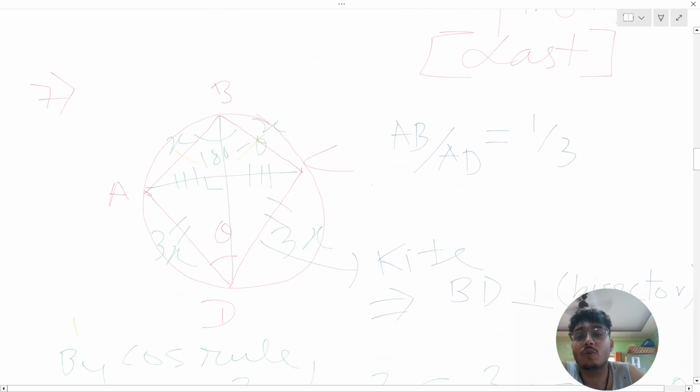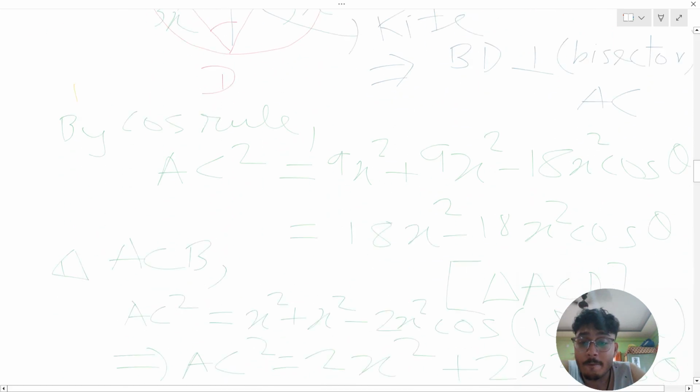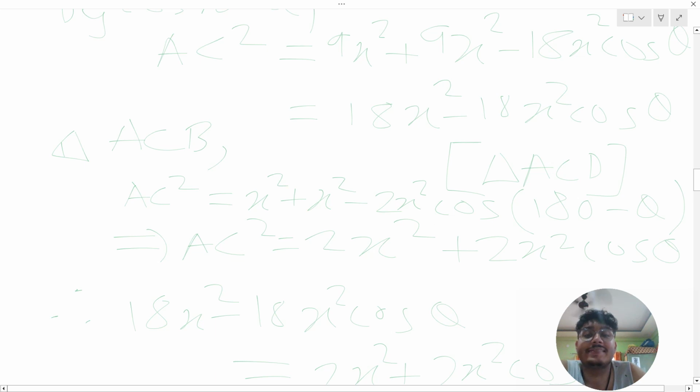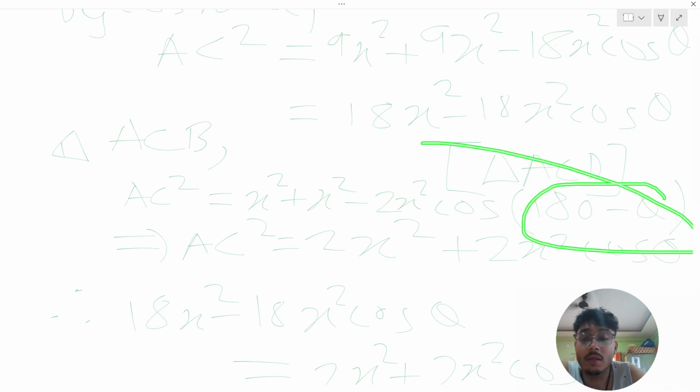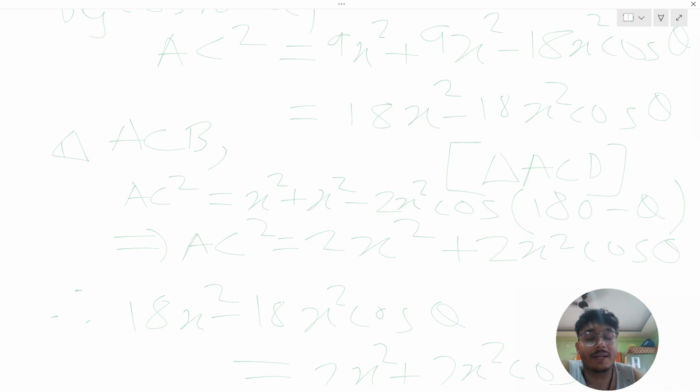Similarly, we apply the cosine rule in triangle ACB, which says AC square equals AB square plus BC square minus 2 AB into BC into the cos of the included angle between the sides. Ultimately, we get AC square equals x square plus x square minus 2x square cos of 180 minus theta. That's my included angle, 180 minus theta. Cos of 180 minus theta is basically minus cos theta. So AC square equals 2x square plus 2x square cos theta.